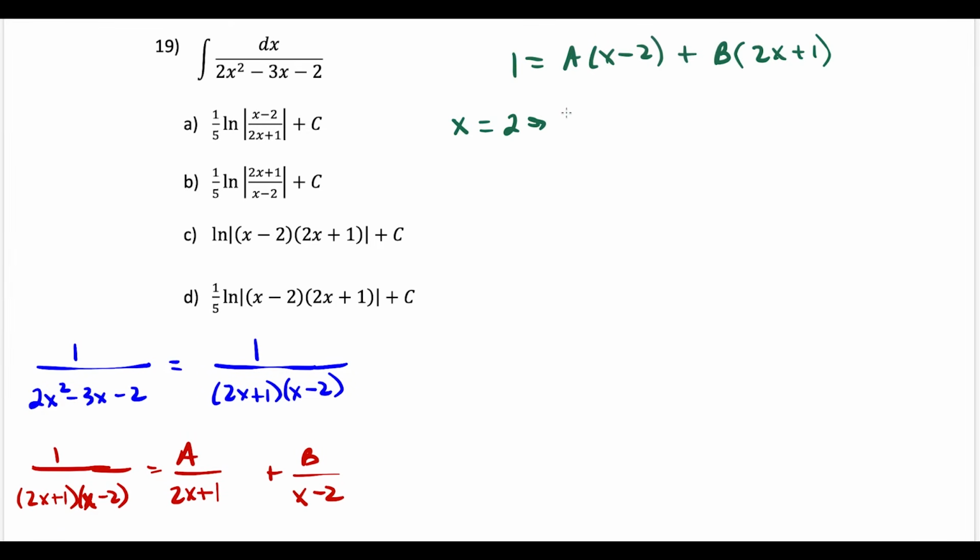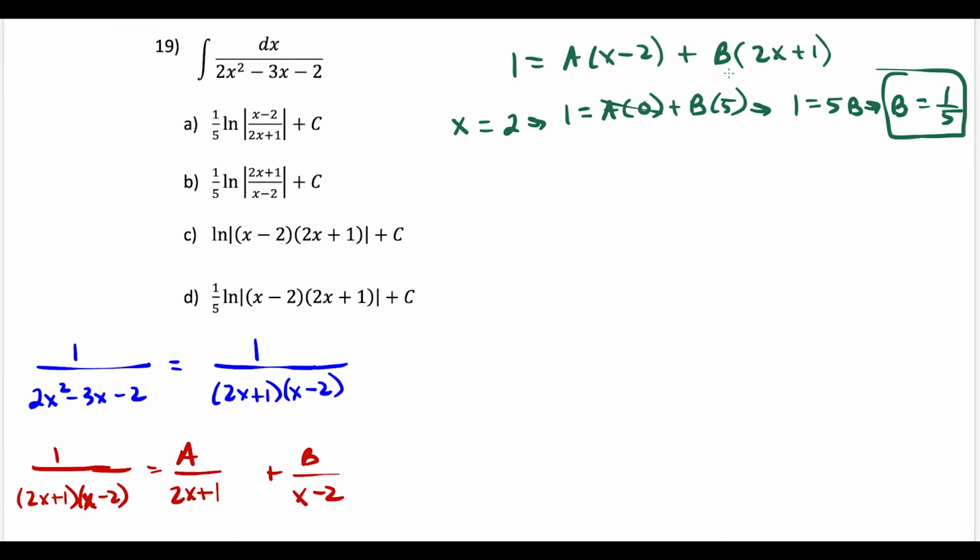So if I plug in x equals 2, I get 1 equals A times 2 minus 2, which is 0, plus B times 2 times 2 plus 1, which is 5. And this is going to cancel out, and this tells us that 1 is equal to 5B, and that B is equal to 1 over 5. So this gives us the value of B. But now what we're going to do is solve for the value of A. And to do that, we're going to plug in the other factor here. Well, the root from the other factor.